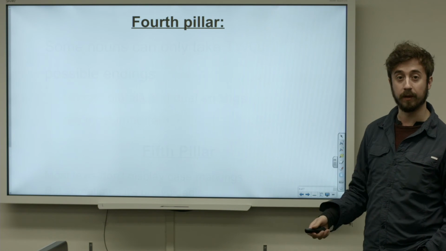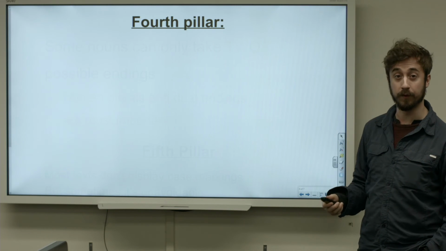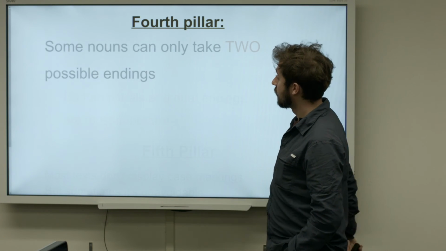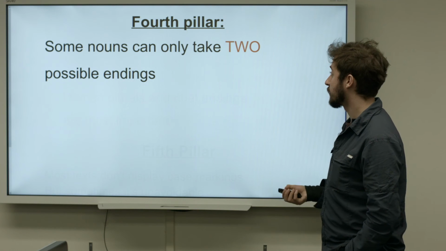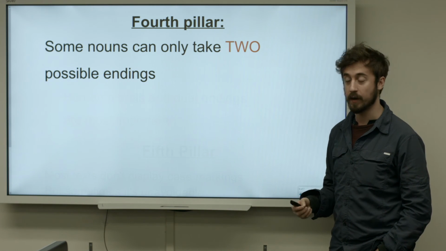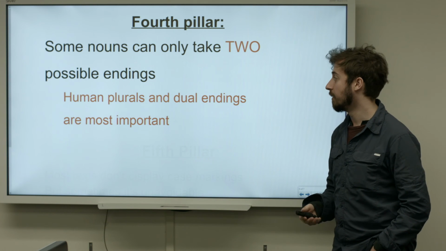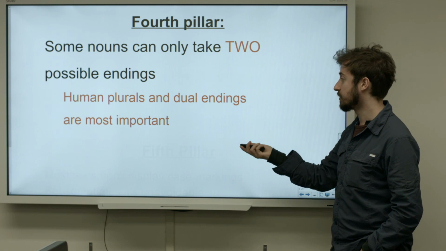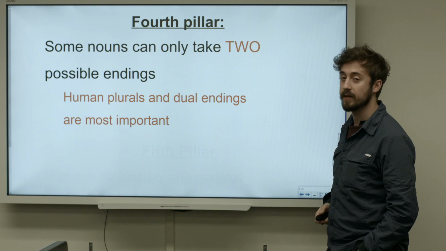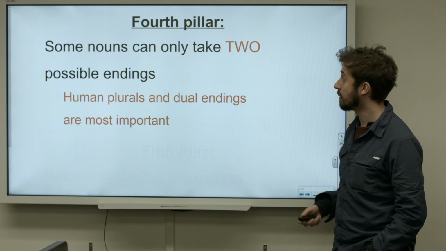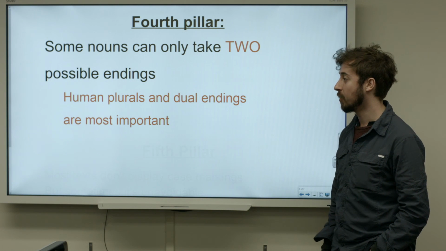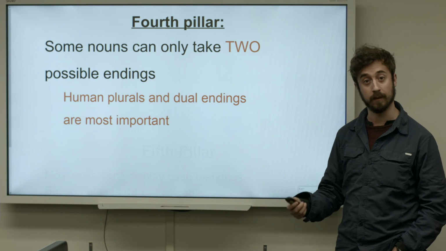The fourth and final pillar that we should take into account before moving on is that some nouns can only take two possible endings, so some are actually exempt. These just include human plurals and dual endings. That's something really important to keep in mind before we move on. I hope that serves as a good introduction to al-i'rab.